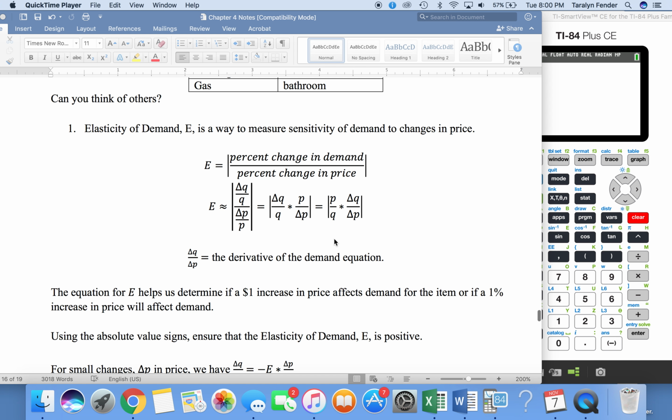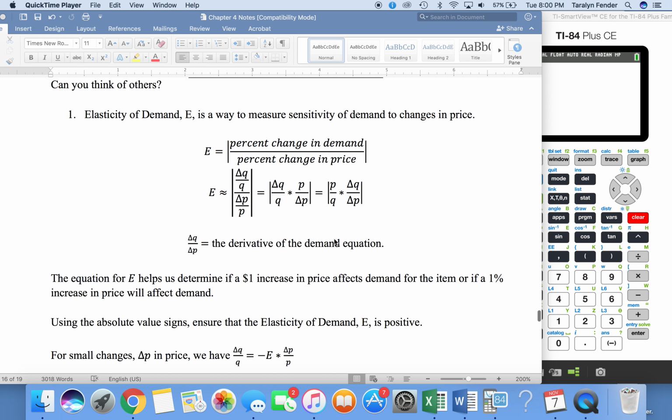Elasticity of demand, E, is the way to measure sensitivity of demand to changes in price. And this is our equation. We took the four-level fraction here, the percent of change in quantity and the percent of change in price. And then we took our numerator fraction and multiplied it by the reciprocal of the denominator fraction, and then put the P and Q together and the change in P and the change in Q together.